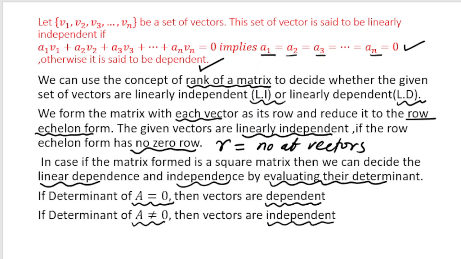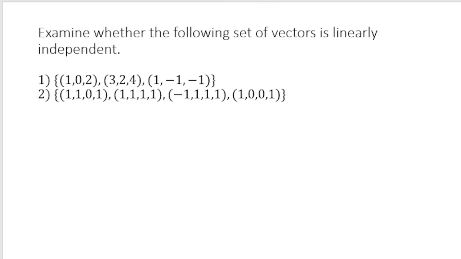It is very easy to remember, and to remember it you can use an analogy: if you are a 0, you are dependent on others, meaning you are dependent. If you are not equal to 0, meaning you are non-zero, then you are independent. So in life also, if you want to become independent, you have to become not 0, meaning you have to become a hero.